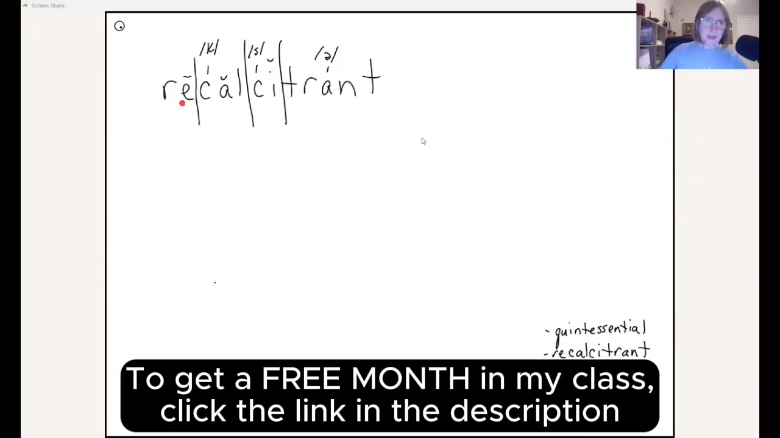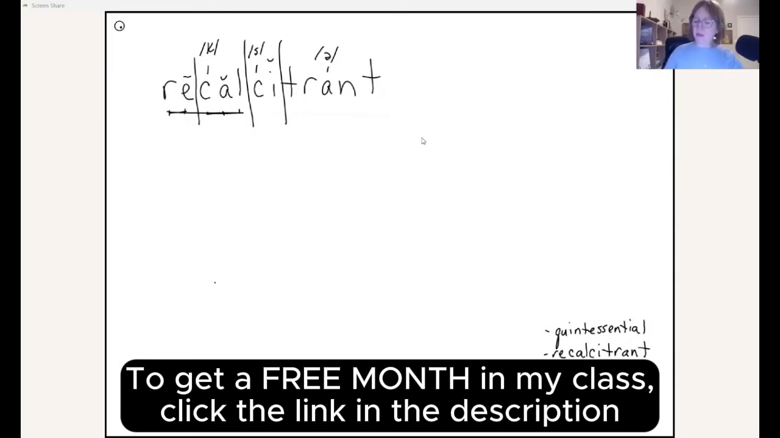So we have a long E here, so this part is R-E, re. If you got that, well done. Celebrate. Next syllable, K-A-L, cal. That A is making its short sound. Putting these together, we have recal.